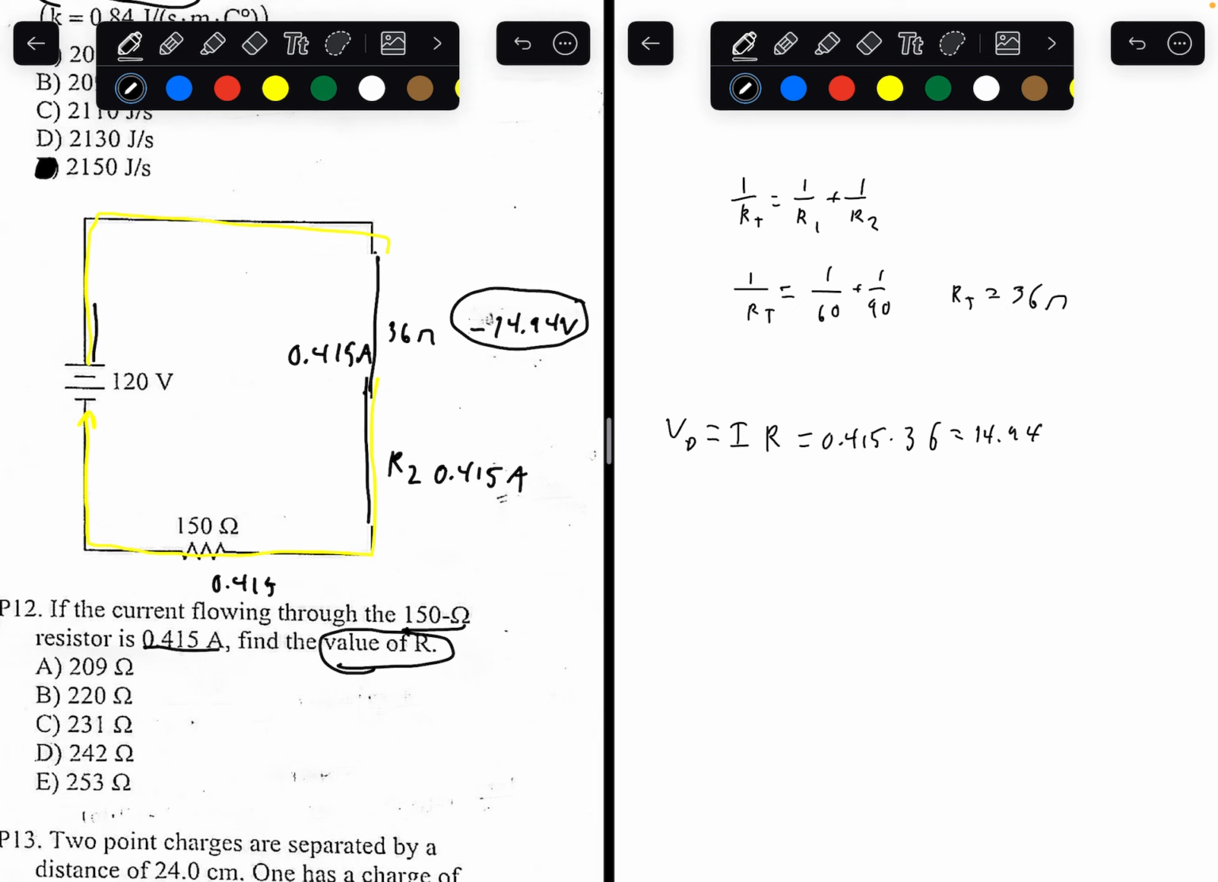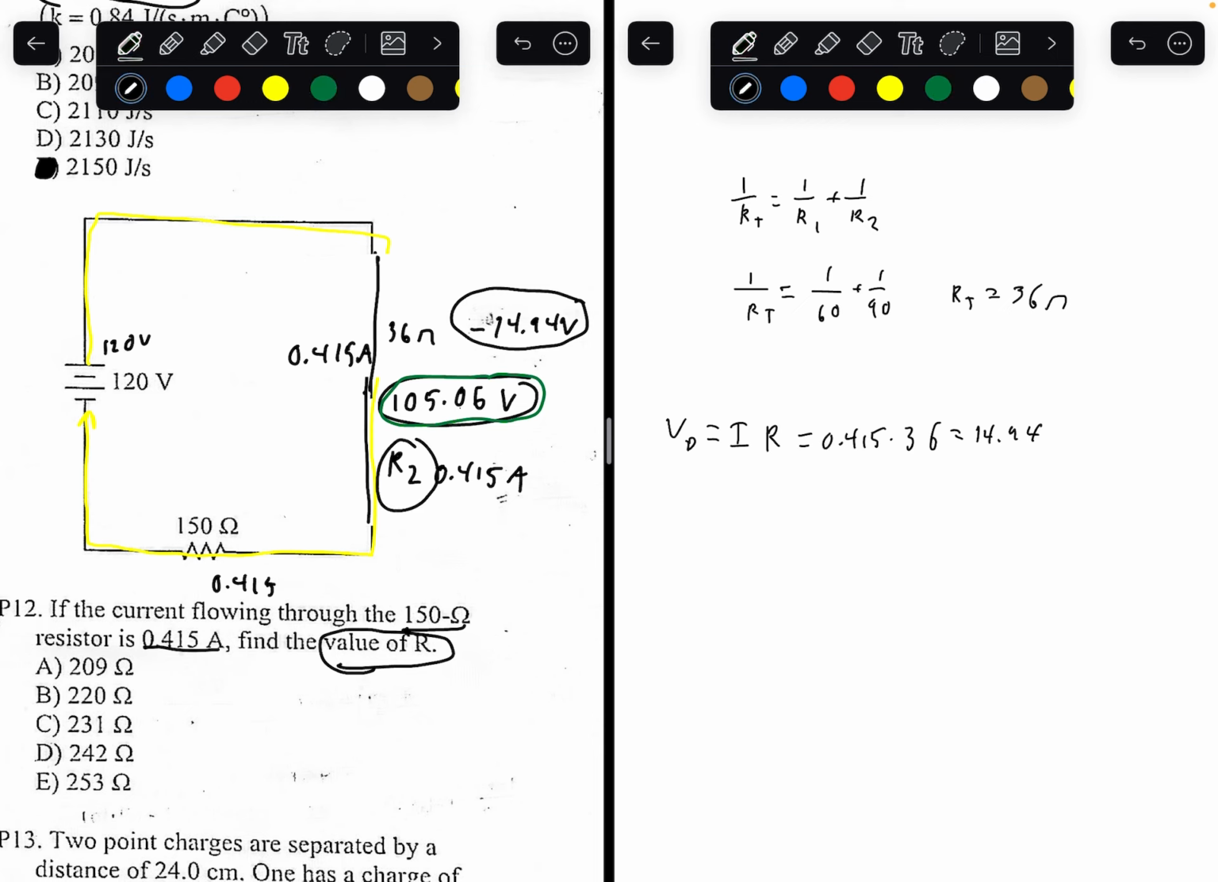120 volts initially left the battery. We know 120 volts left the battery. After going through this resistor, it lost 14.94 volts. So that means the voltage after this resistor is 105.06. I'll actually go in green. So that's the voltage after the first resistor.